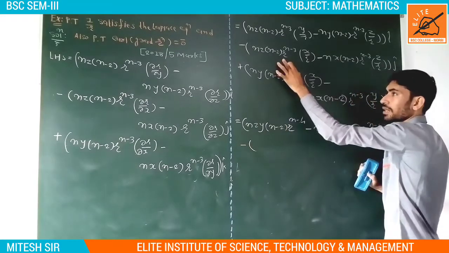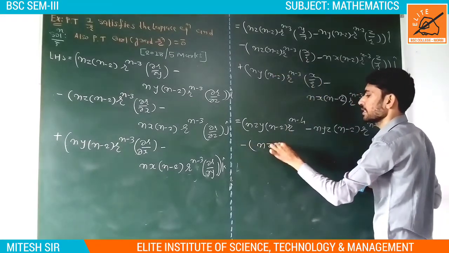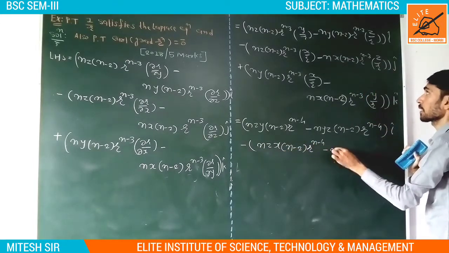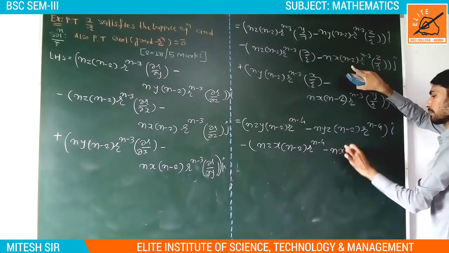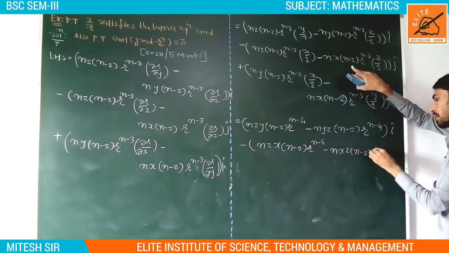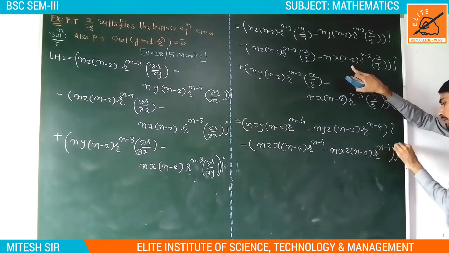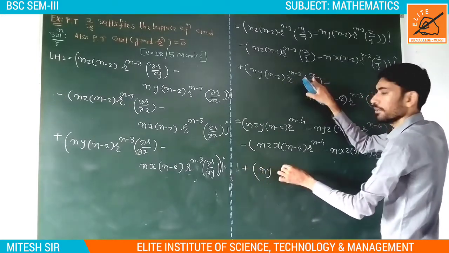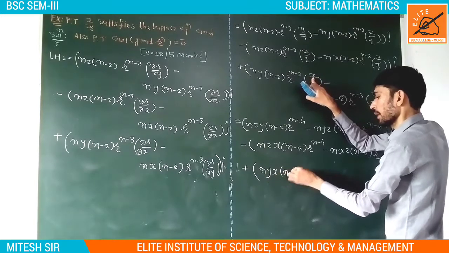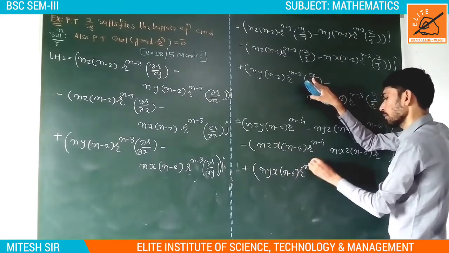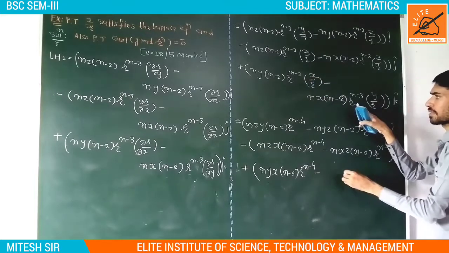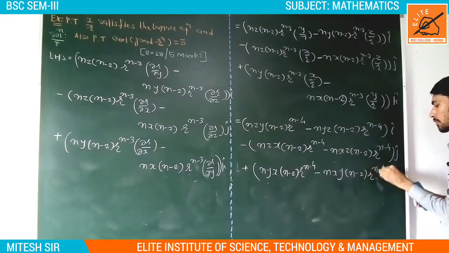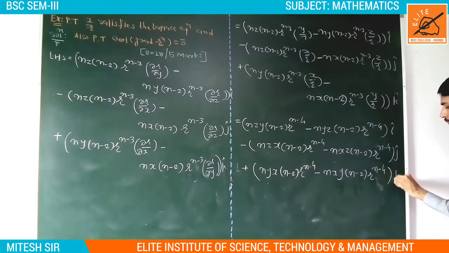Minus, same in second term, here 1 r is the cut, remaining the nzx (n-2) r raised to n minus 4, minus here r is the cut, remaining the nxz (n-2) r raised to n minus 4 into j cap, plus in this term r is the cut, nyx (n-2) r raised to n minus 4, minus here r is the cut, remaining the nxy (n-2) r raised to n minus 4 into k cap.